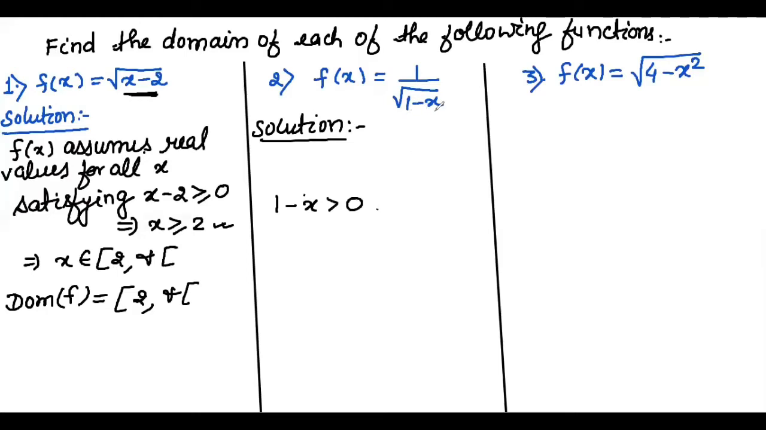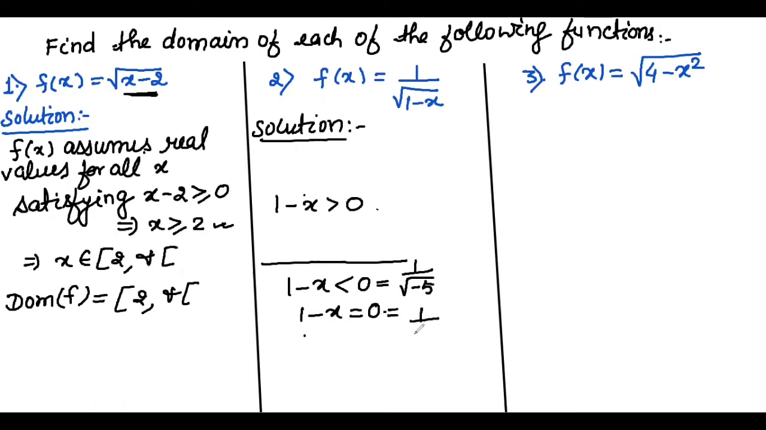If we are taking 1 minus x less than 0, or 1 minus x equals to 0, based on the first condition it will be 1 by root over any 1 minus x less than 0, minus 5 if I am taking. And according to 1 minus x equals to 0, it is 1 by root 0, that will be 0. So again this is not a real number and this is also not a real number. So because of that we can't take these two conditions.